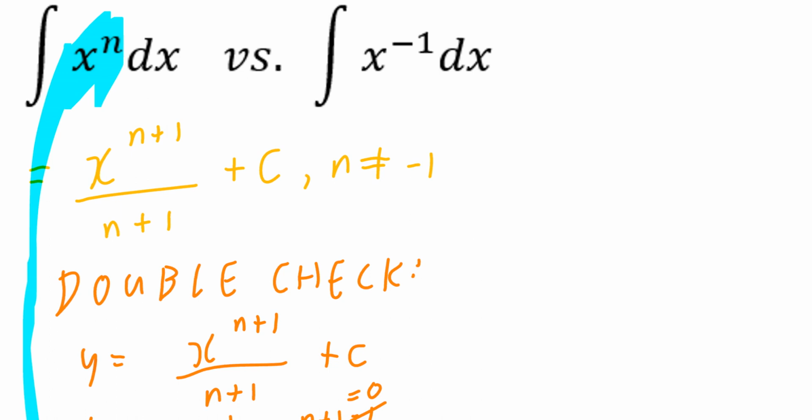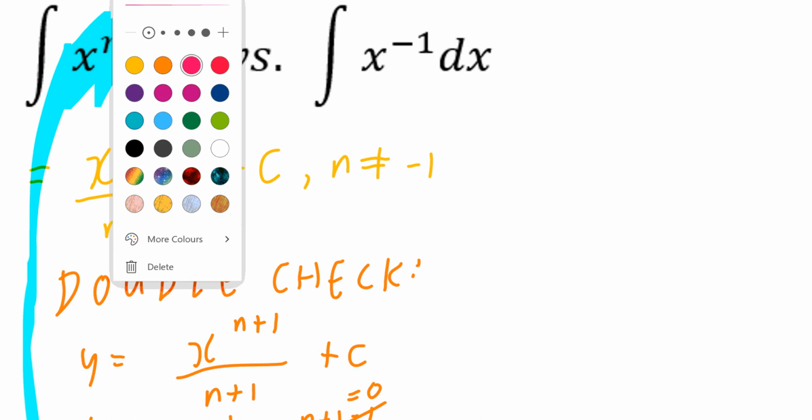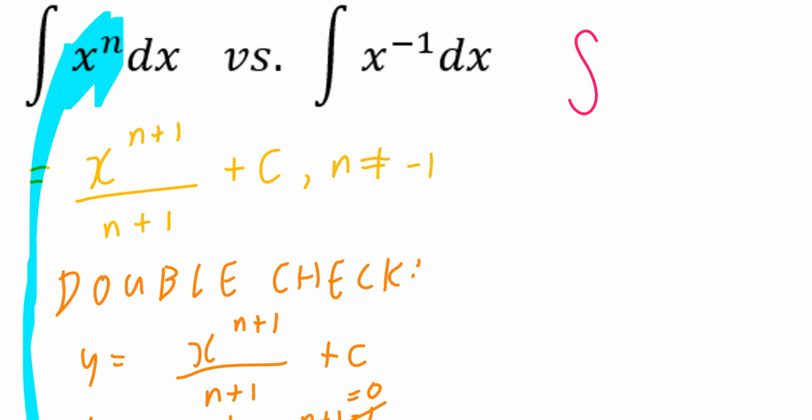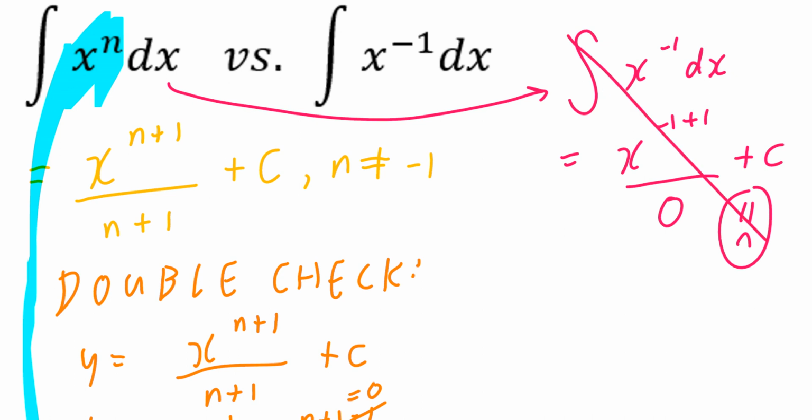Now, if you try to use this formula when n is -1, it doesn't work. What happens? Let's pretend you're using the same formula, and you're trying to find the antiderivative of x to the -1 with respect to x. If you apply this formula, you're adding 1 to the exponent, which would give you 0, by the way, and you're dividing by the new exponent. Now, this does not work. This is undefined. Anything divided by 0 is undefined. So this is why we're looking at the second case.